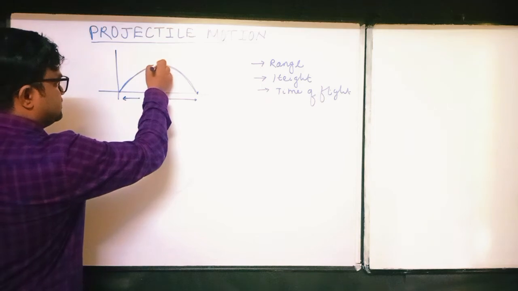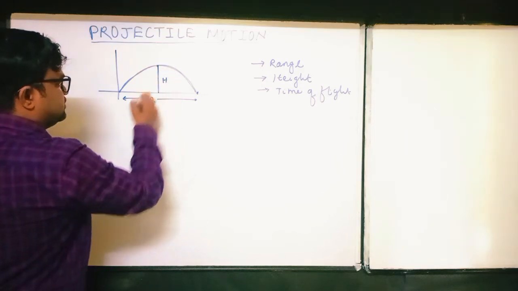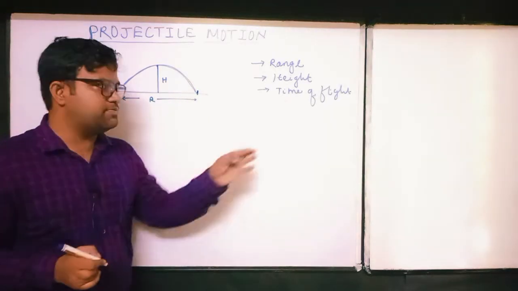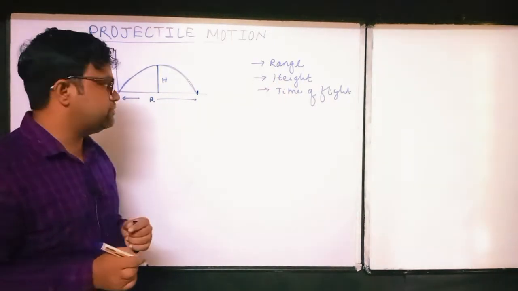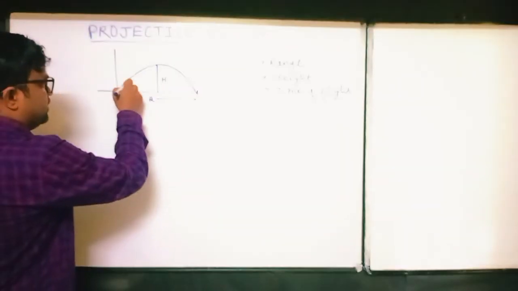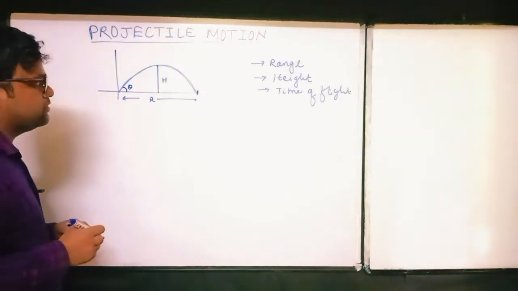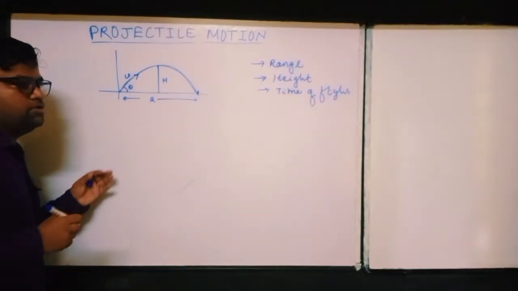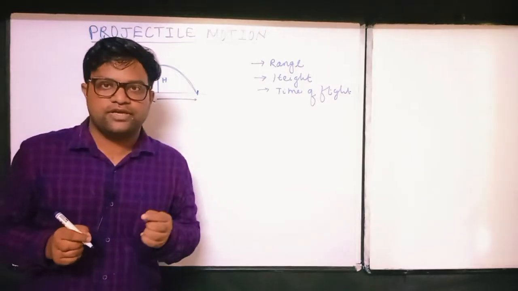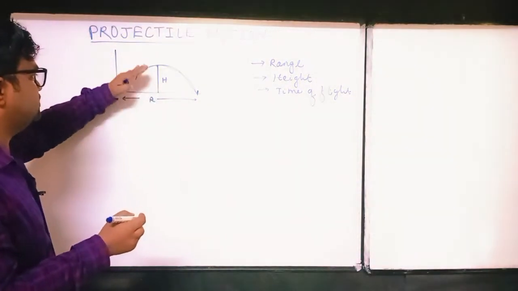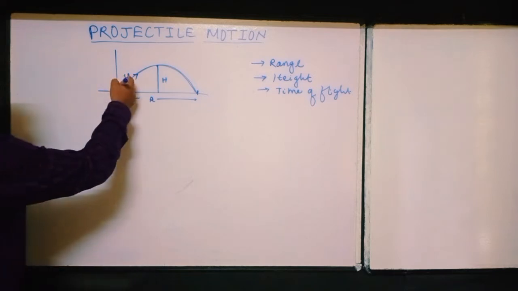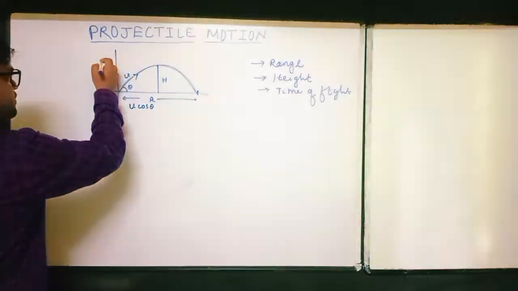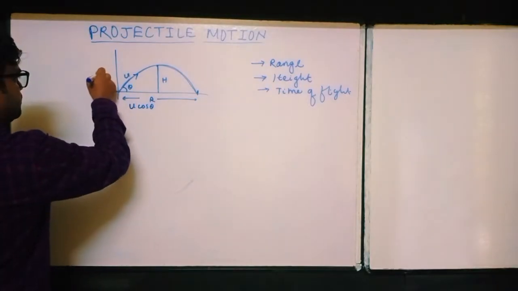The maximum height, let's say, is h, and the time it takes to reach the ground again is the time of flight. So these three things we will calculate. Let's say it is thrown with an angle theta, right? The object is thrown with an initial velocity u. So u will have two components, a component along the x-axis and a component along the y-axis. So u's x component will be u cos theta, its y component will be u sin theta.